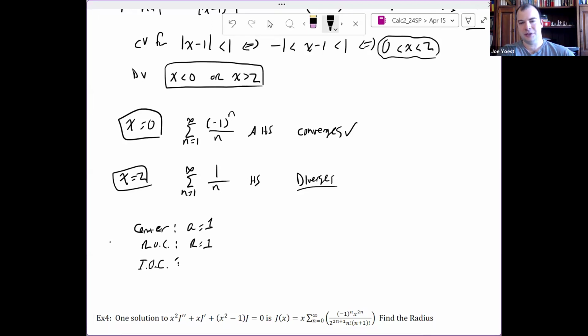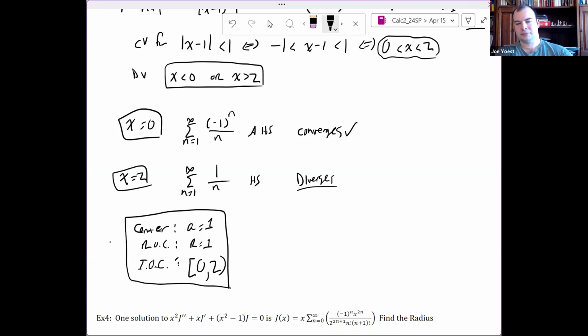And my interval of convergence is 0 to 2, include 0, don't include 2. So closed 0, to open 2. Again, symmetric interval of convergence about 1. Again, plus or minus the endpoints. We did converge at 0, not at 2.